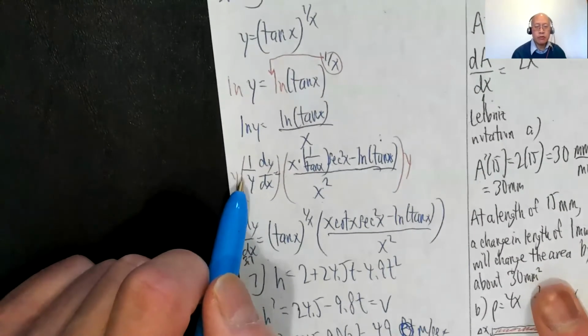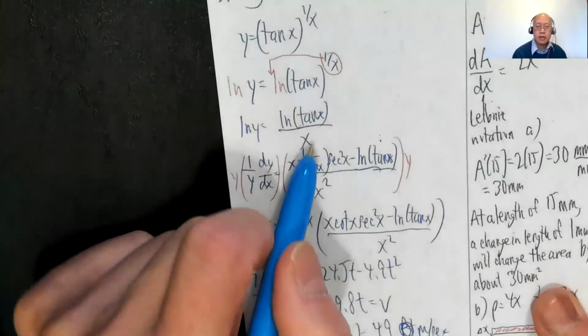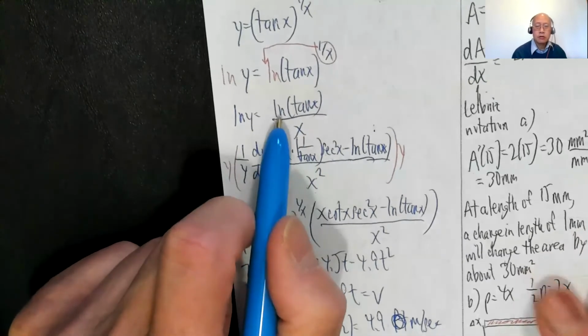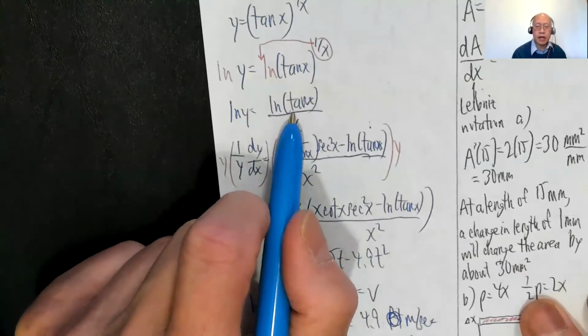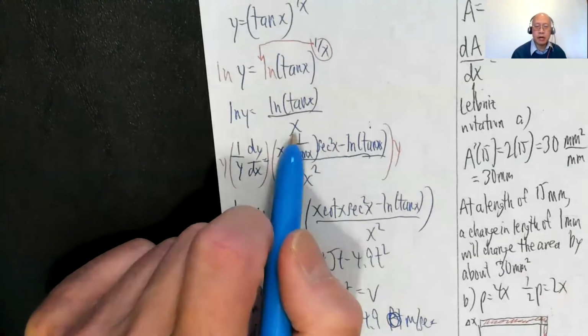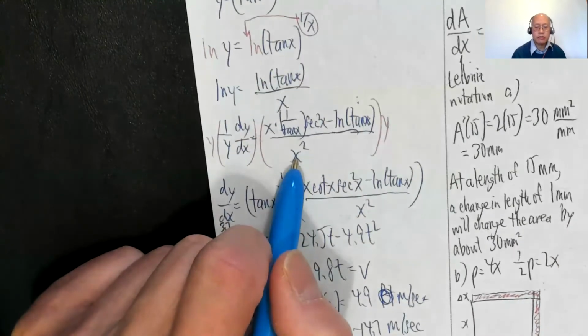This side's always going to be 1 over y dy dx. This is a quotient. So bottom times derivative of top. Derivative of top is 1 over tan x times the derivative of tan x, which is secant squared x, minus the top, ln tan x times the derivative of the bottom, but that's just 1, all over x squared.